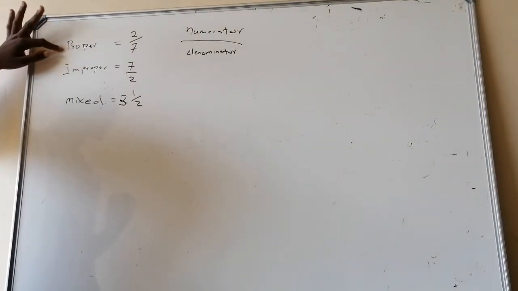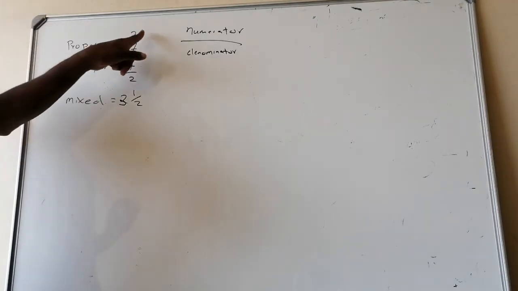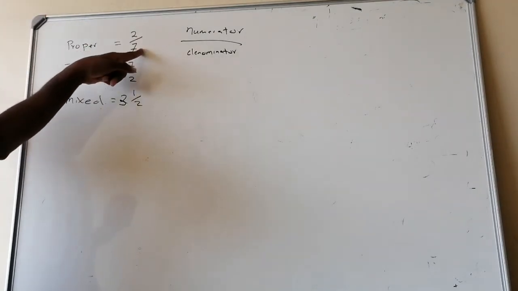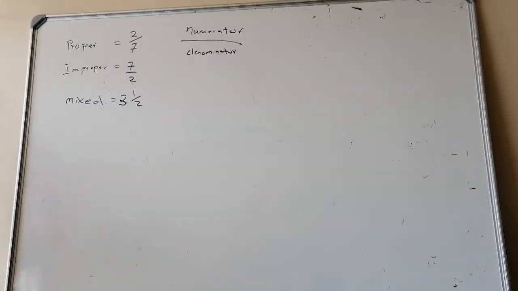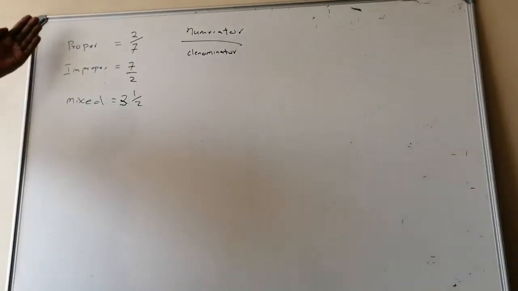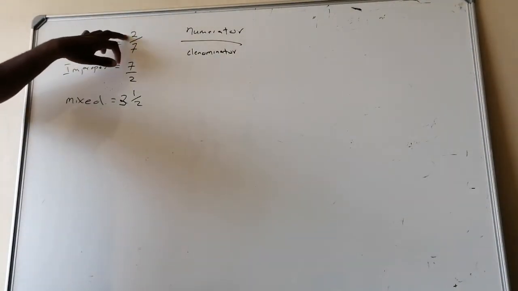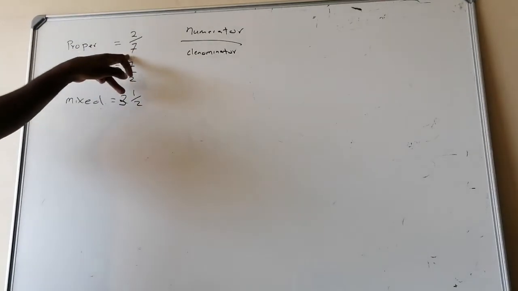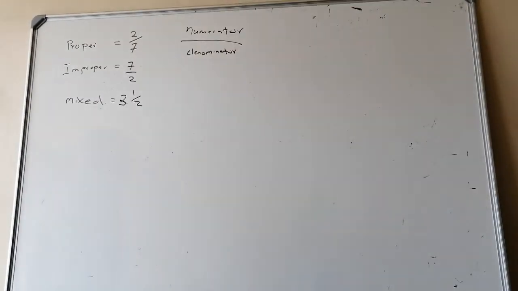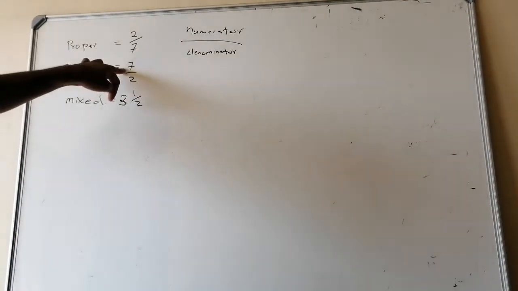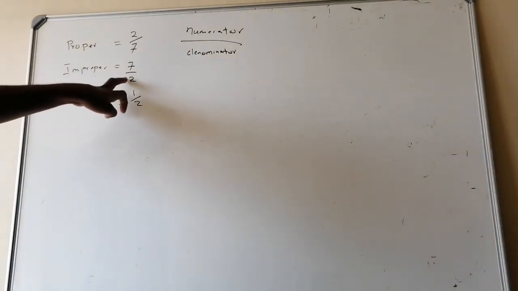A fraction is called a proper fraction if the numerator is less than the denominator, meaning that something which is small is carried by a bigger number. So a smaller number is carried by a bigger number. For example, this is proper because we have got a 2-year-old who is carried by a 7-year-old child. So here we can see a 7-year-old child is sitting on top of a 2-year-old.